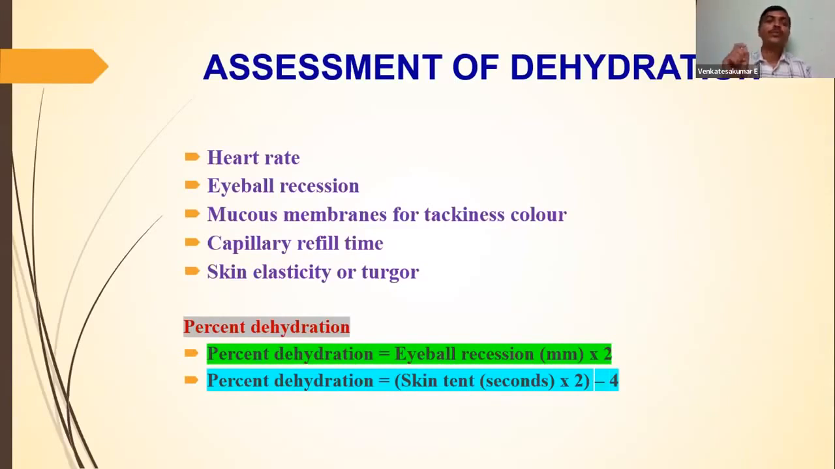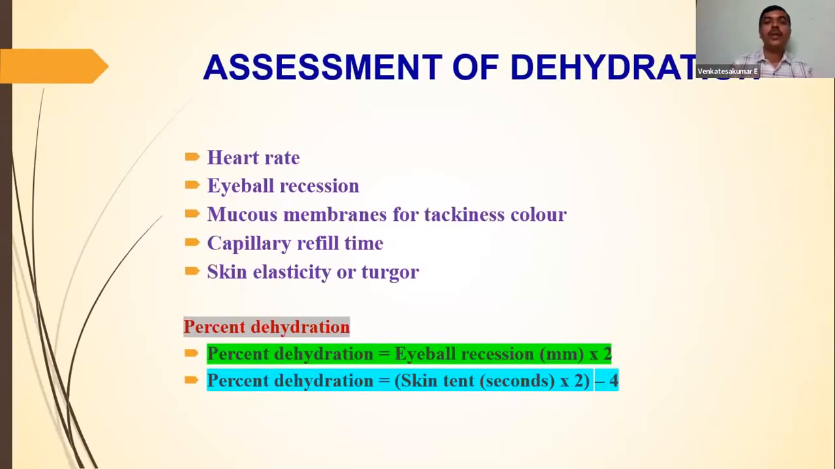That's usually below 2 seconds. When you touch and release, within 1 or 2 seconds it should regain its original value. Original value means the pink color. Suppose it is extended, it means the animal is in hypovolemic shock or another condition related to dehydration.